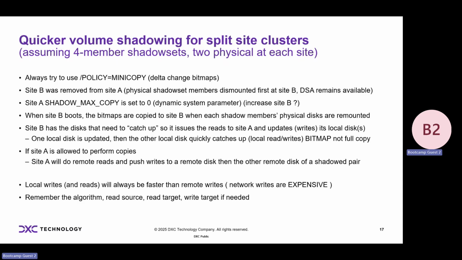So, set your shadow max copy to 0. It's a dynamic sysgen parameter, but potentially increase it on site B. So when site B boots, as it comes up and you start to mount, those bitmaps are actually copied over to site B. And so we've got a total of 4 members in the shadow set. So we're going to go from 2 to 4. So there's going to be 2 sets of replication on the systems that are joining. And what this means is that site B actually does all the reading to write to its local disks. That's the operation that it's doing.